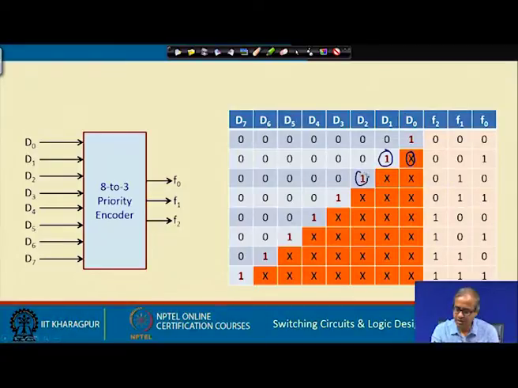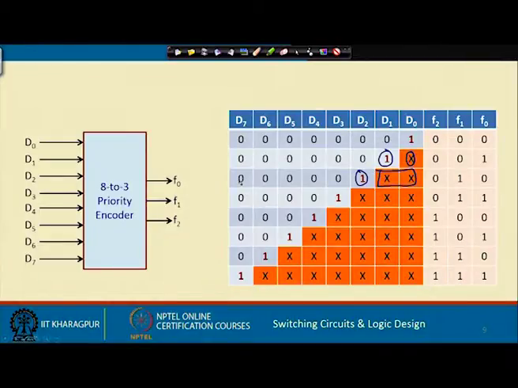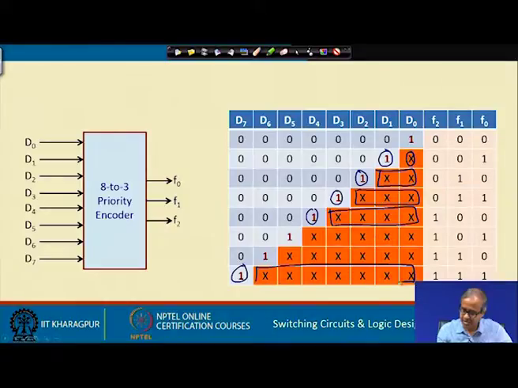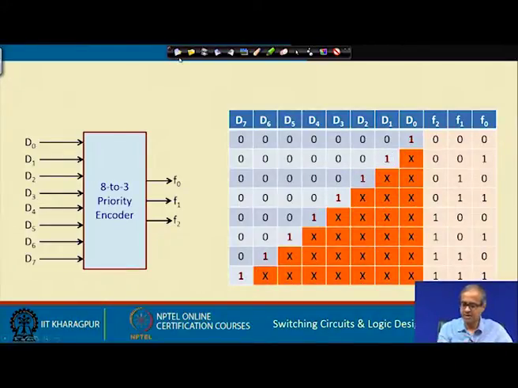But when D2 is 1, the lower priority ones will be do not care, it will only be important that the higher priority ones are 0. Similarly, when D3 is 1, lower priorities are all do not care. So, the truth table will look like this, there will be a lot of do not care entries here. When D7 is 1, for example, the other inputs do not influence the output. So, if D7 is 1, the output will always be 1 1 1 irrespective of the other inputs, right. This is how a priority encoder works.